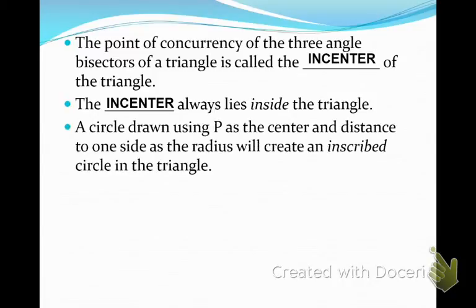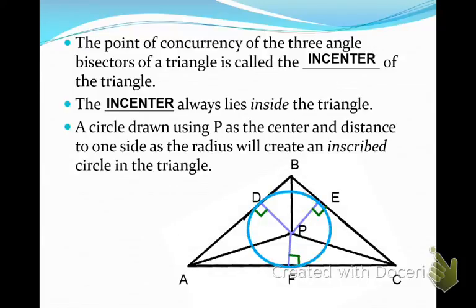A circle drawn using P as the center and a distance to one side as a radius will create an inside circle in the triangle. So, there we have it. If I use P as the center, and my radius is the distance from the center to one of the sides, and I draw the circle, that's the inscribed circle, with the incenter as the center.